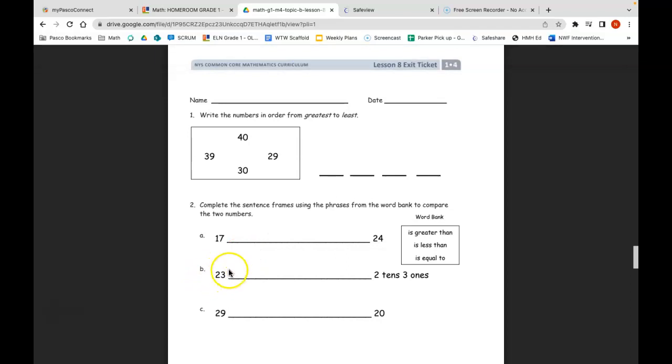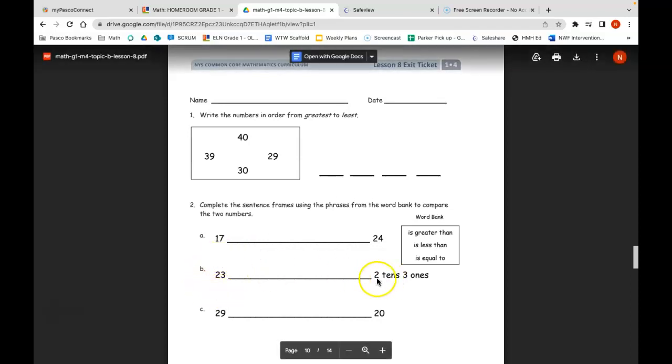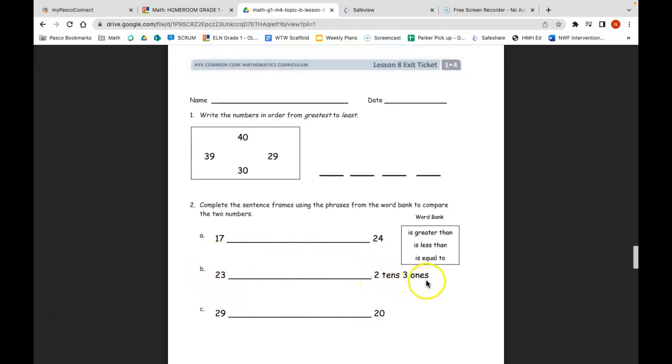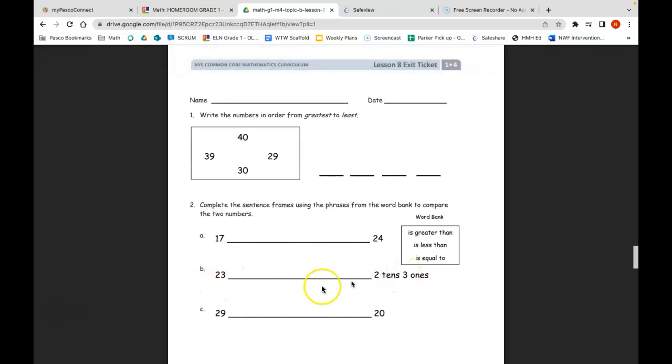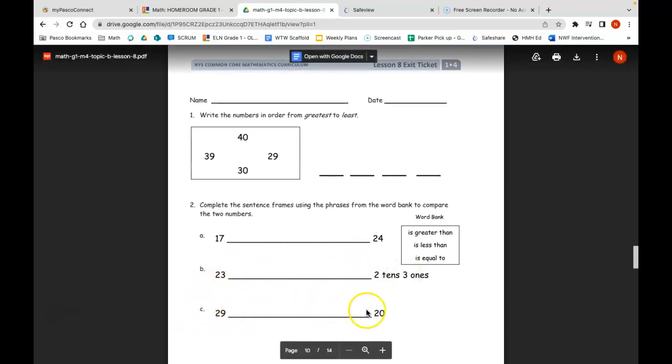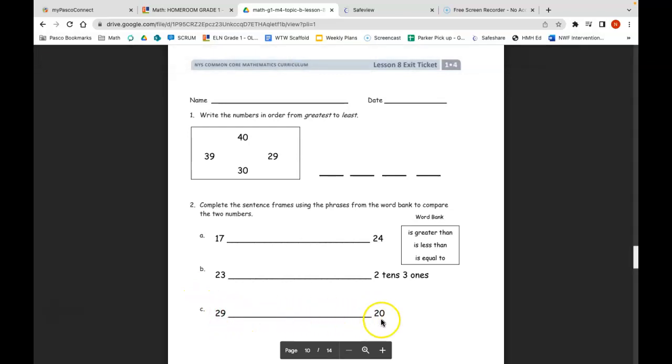Then for B, you see 23, and then you see 2 10s and 3 1s. Well, think about it. What number is 2 10s and 3 1s? And is 23 greater than that, less than that, or is it equal to? And then finally for C, fill in the missing words. 29 is what to 20?